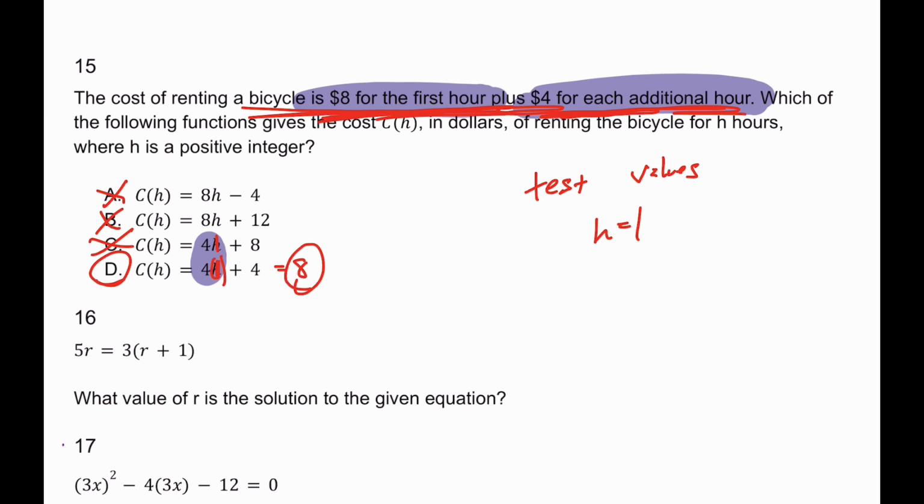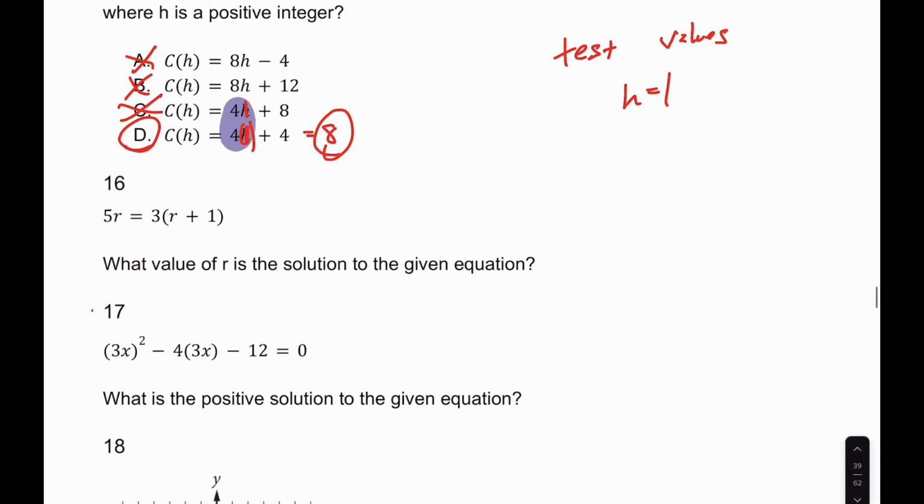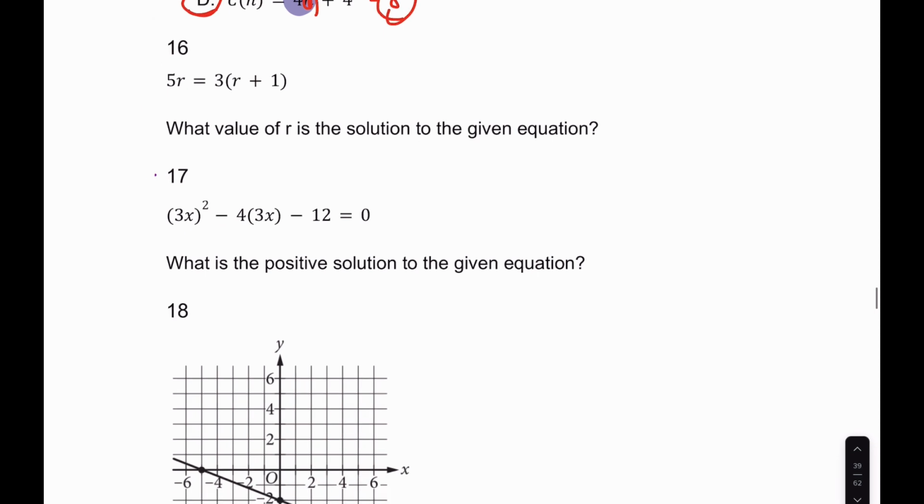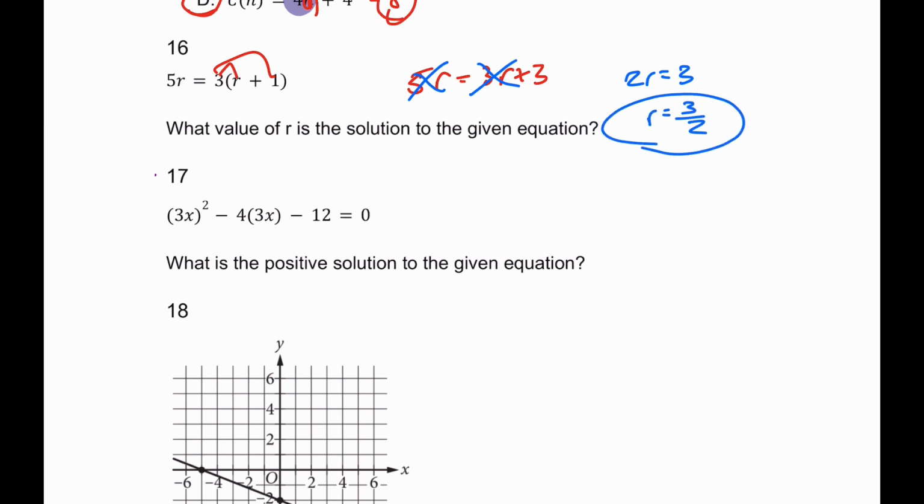Let's keep going. Let's go to number 16. Number 16, this is so free because we have 5r equals 3r plus 3. Subtract 3r. We have 2r equals 3. R equals 3 over 2. Done. You would submit that or 1.5 in your answer key. That one's too easy.